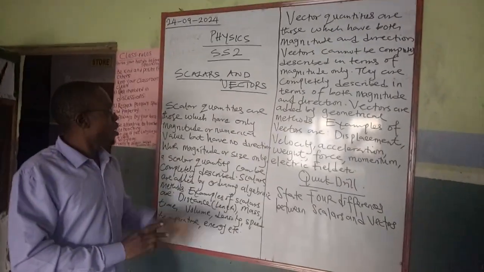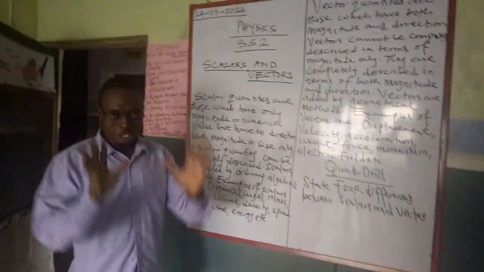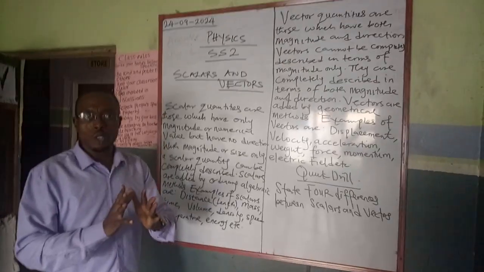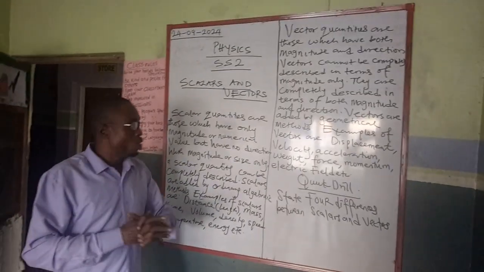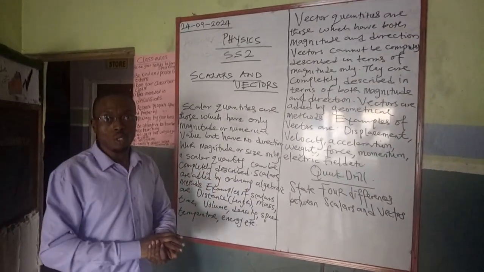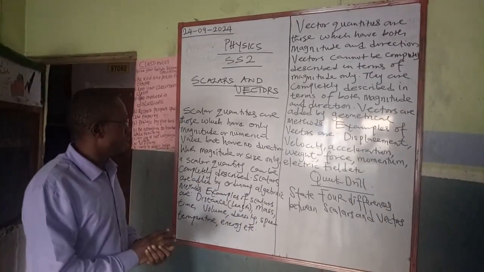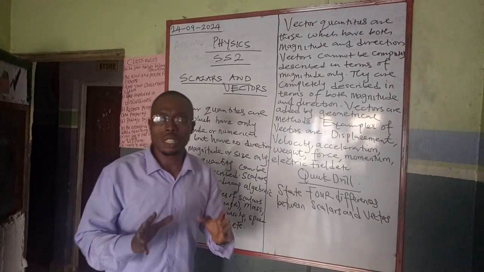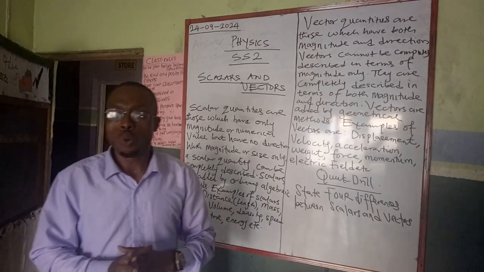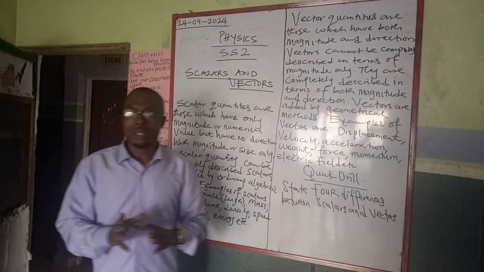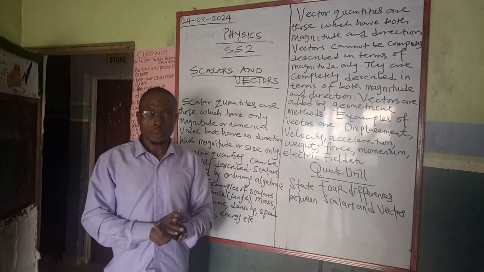And we are going to be looking at scalars and vectors, just the concept. When school resumes, finally, we look at the details and the analysis of scalars and vector quantities. Now, what are scalar quantities? Scalar quantities are quantities that have only magnitude without direction.